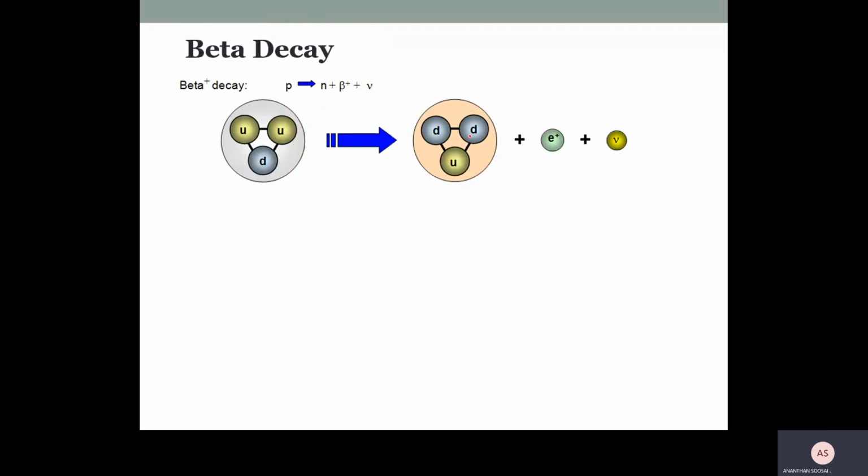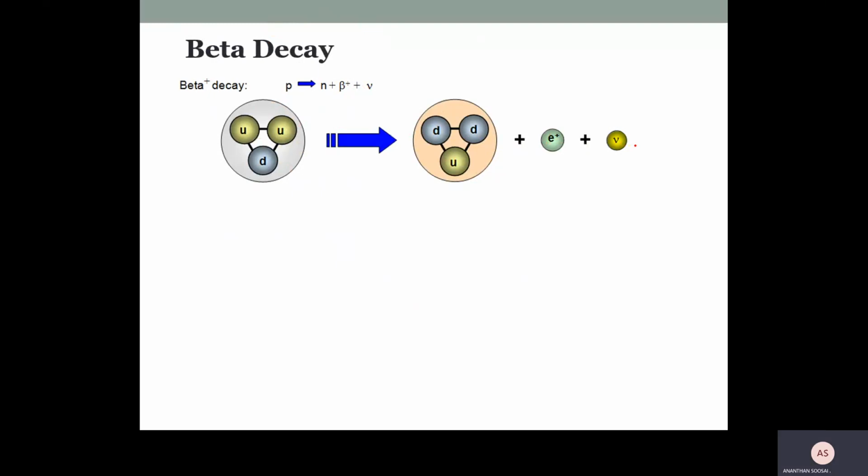Quarks, it seems, can change. By receiving energy, an up quark can change to a down quark. The proton changes to a neutron, and one positron and a neutrino are produced. Yeah? You can call it beta positive. I think that is better. Beta positive.